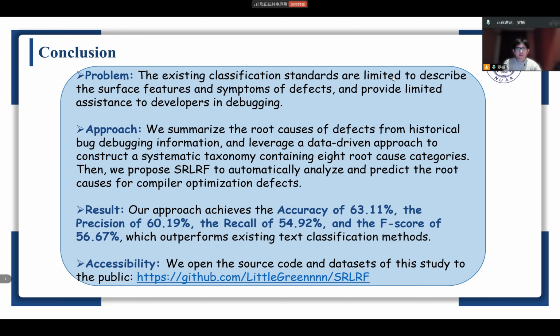Our approach achieves an accuracy of 63%, a precision of 60%, a recall of 54%, and an F-score of 56%, which outperforms existing text classification methods. We open the source code and insights of this study to the public.